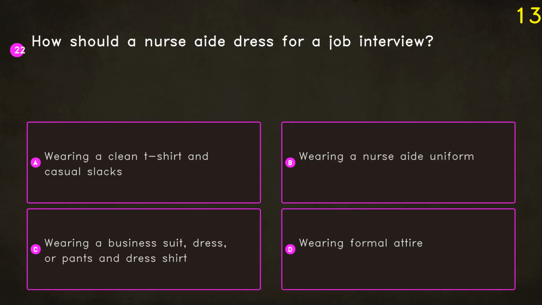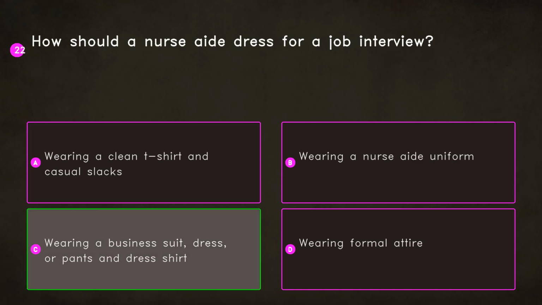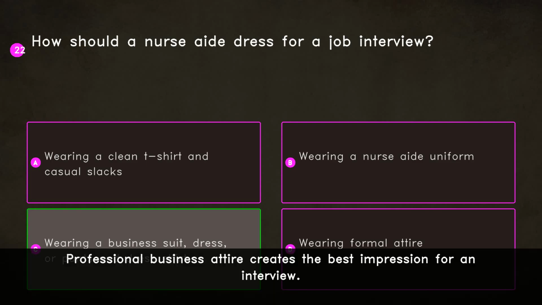Question 22. How should a nurse aide dress for a job interview? A. Wearing a clean t-shirt and casual slacks. B. Wearing a nurse aide uniform. C. Wearing a business suit, dress, or pants and dress shirt. D. Wearing formal attire. The correct answer is wearing a business suit, dress, or pants and dress shirt. Professional business attire creates the best impression for an interview.